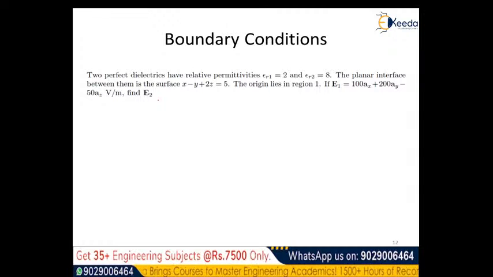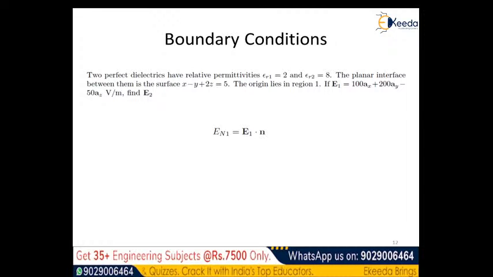So the normal component here will be denoted by En1. So En1 can be obtained by having the dot multiplication of the E1 vector given with the n vector. N is the perpendicular direction to the boundary surface here.